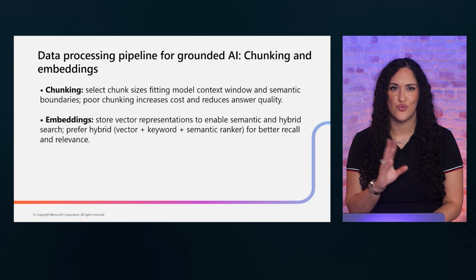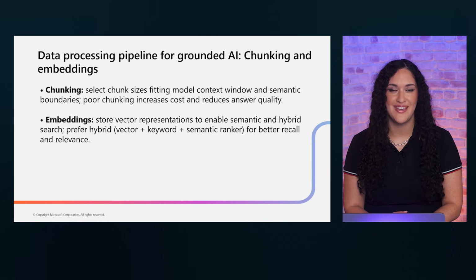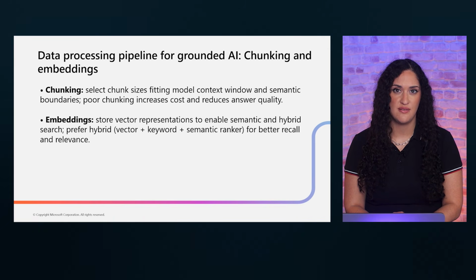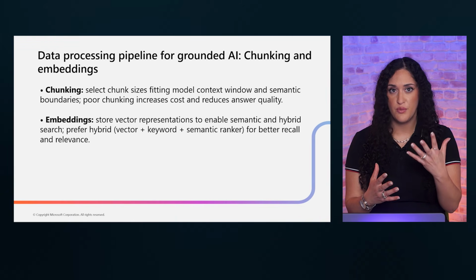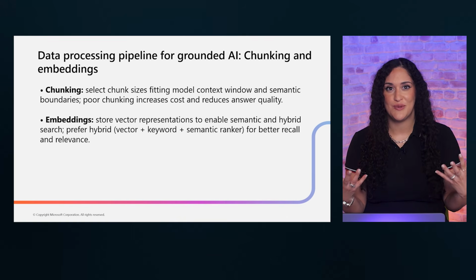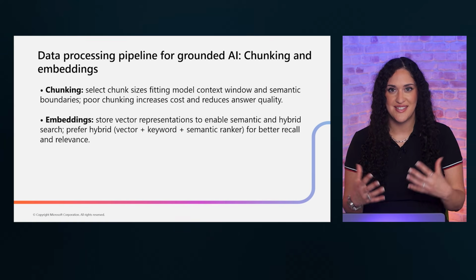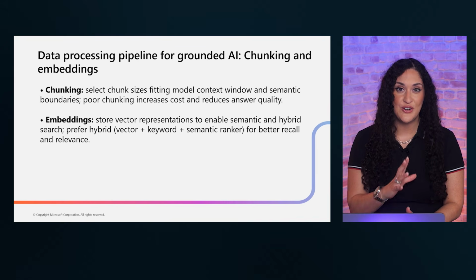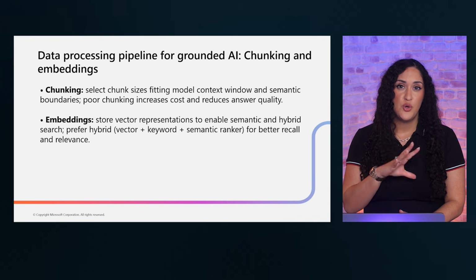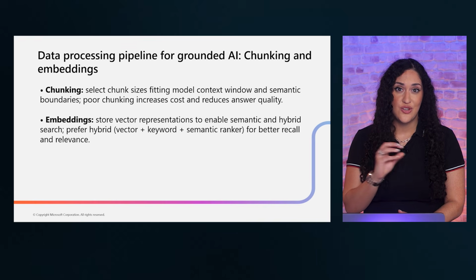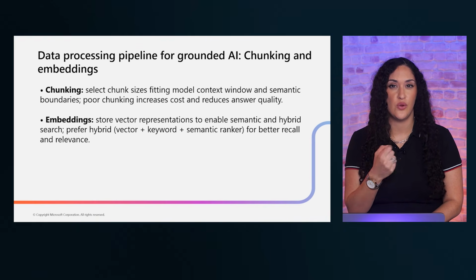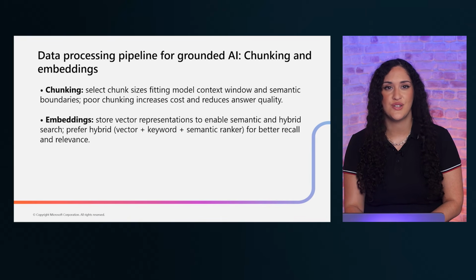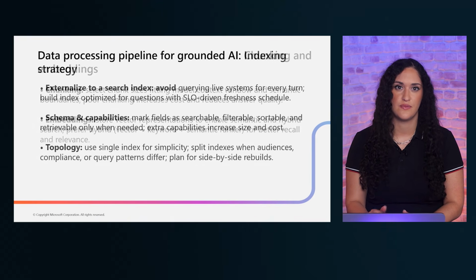Chunking and embeddings directly impact your agent's response quality and cost. Choose chunk sizes that respect semantic boundaries and fit within your model's context window. For search, prefer hybrid approaches combining vector similarity, keyword matching, and semantic ranking. The best practice here is that poor chunking increases token costs and degrades answer quality. So make sure you test your chunking strategy with real queries and iterate until results are consistently accurate.